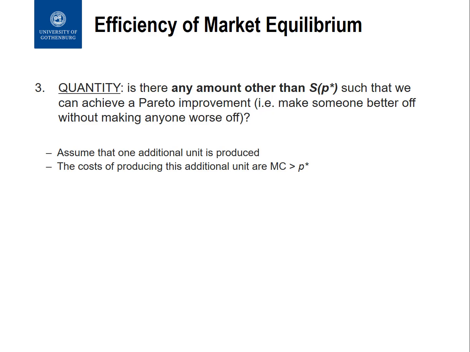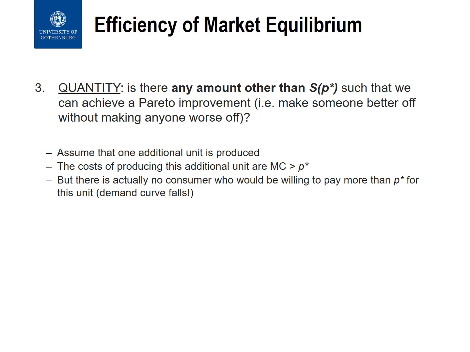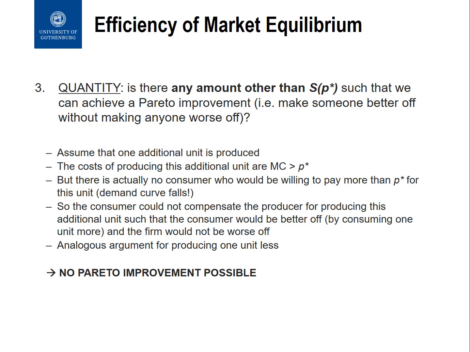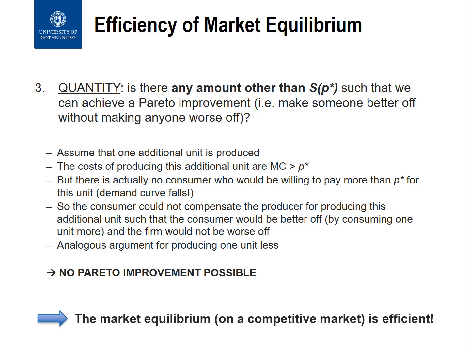But there is no consumer that is willing to pay more than P star for this unit because the demand curve is falling. So the consumer could not compensate the producer for producing this additional unit such that the consumer would be better off by consuming this additional unit and the firm would not be worse off. And there is an analogous argument for producing one unit less. So again, no Pareto improvement is possible, and we have shown with these three intuitions that the market equilibrium on a competitive market is efficient, because no Pareto improvement is possible.